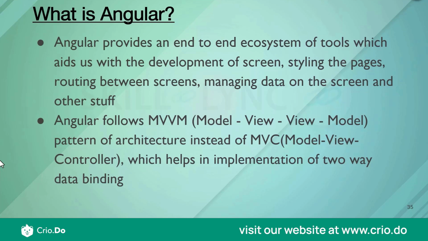And as we discussed earlier, Angular follows the MVVM pattern of architecture instead of MVC, which helps in implementation of two-way data binding. And what is two-way data binding? As we discussed earlier, two-way data binding is nothing but the dynamic update which happens between your model and view as and when any of these changes. So any change to your model will update your view and any change to your view will dynamically update your model without any in-between intervention. So this is implemented using the MVVM pattern of architecture which Angular follows.